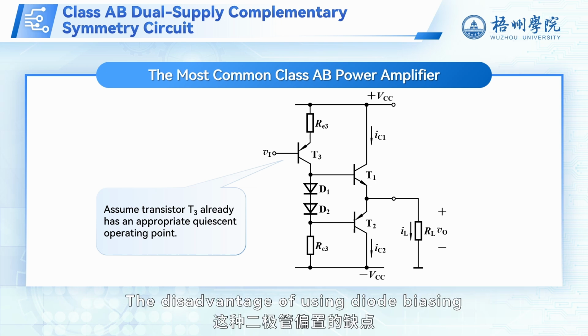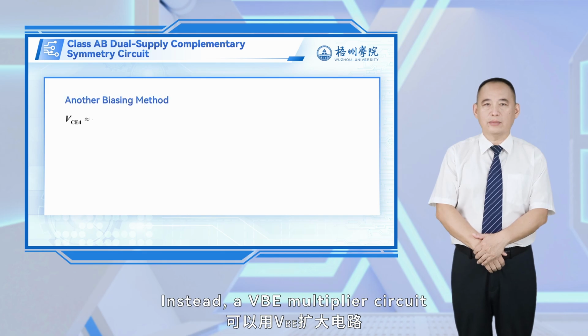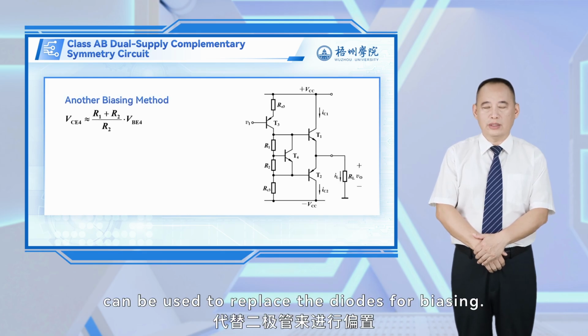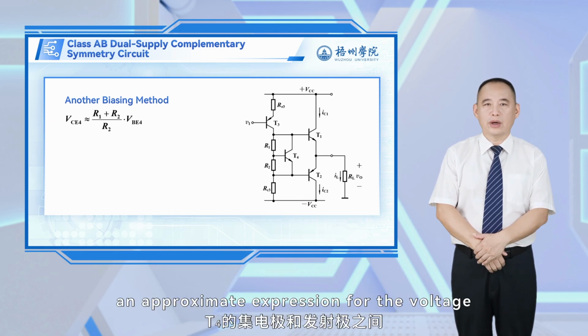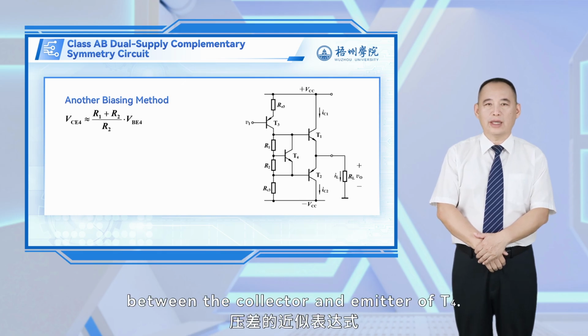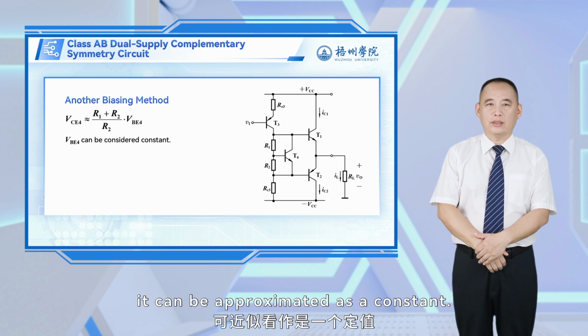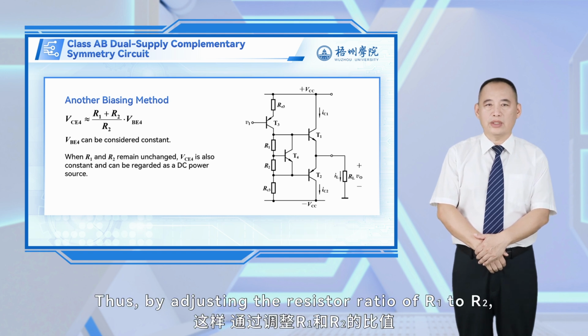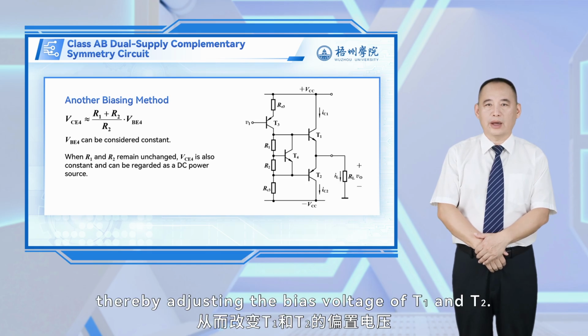The disadvantage of using diode biasing is that the bias voltage is not easily adjustable. Instead, a VBE multiplier circuit can be used to replace the diodes for biasing. Ignoring the base current of T4, we can derive an approximate expression for the voltage between the collector and the emitter of T4. Since VBE4 is a forward conduction voltage, it can be approximated as a constant. Thus, by adjusting the resistor ratio of R1 to R2, we can control the VCE4 voltage, thereby adjusting the bias voltage of T1 and T2.